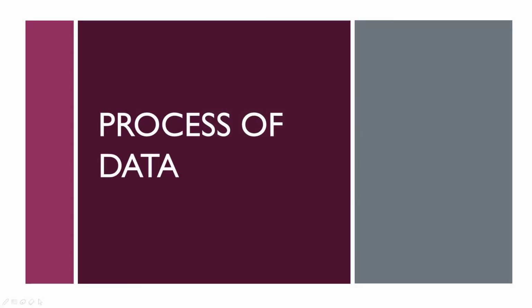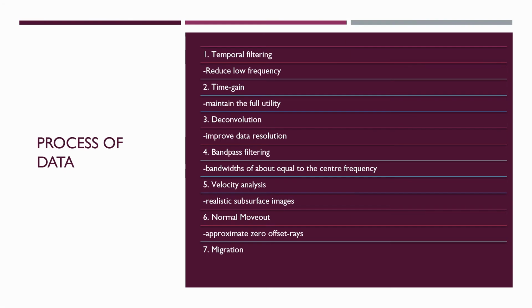Next, process of data. After the survey of underground utilities has been carried out, the data obtained must be used to create a map. There is some software that can do data analysis, post-processing, and modeling to obtain graphical product representation. The first step of post-processing is to perform temporal filtering. This step is to reduce low frequency noise produced from the large energy input from the air wave, ground wave, and near-surface reflectors. The second step is to determine the time gain for the data sets.